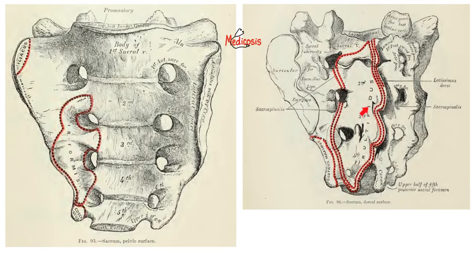It has the median sacral crest, 4 pairs of dorsal sacral foramina, and at the lower end we have the sacral hiatus. There are 3 muscles attached to the posterior aspect of the sacrum, and these include the multifidus muscle, the sacrospinalis muscle, and the gluteus maximus muscle. You see this? This is the sacral canal, deep inside the sacrum.